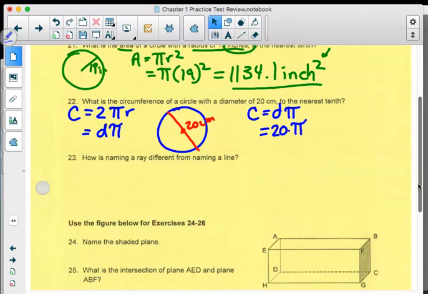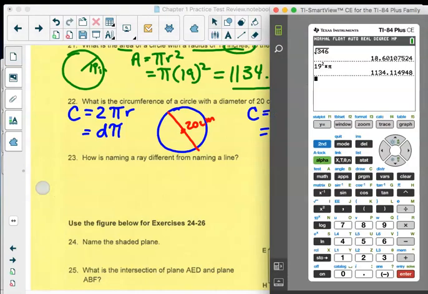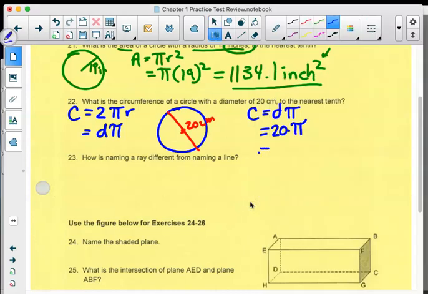I'm putting it in my calculator, so I'm going to take 20 times second pi, and I'm going to get 62.8, and that is my final answer, 62.8 centimeters. And remember, this is just to the first power. It's not squared because it is circumference.